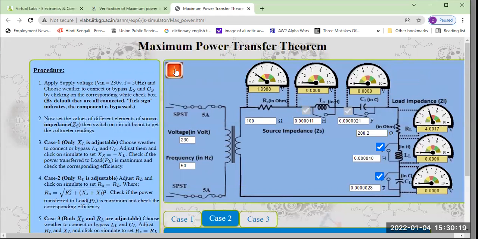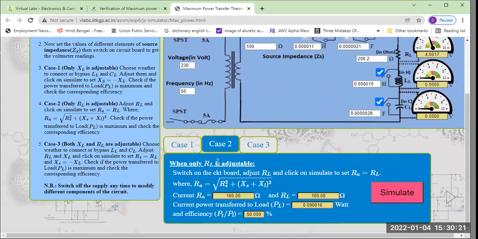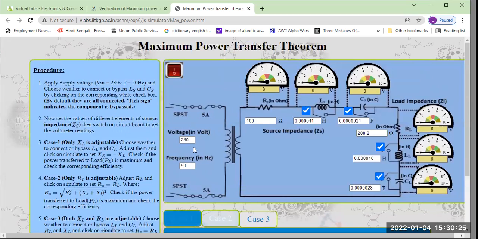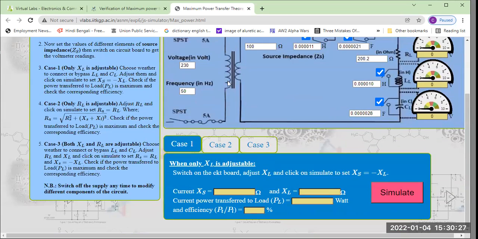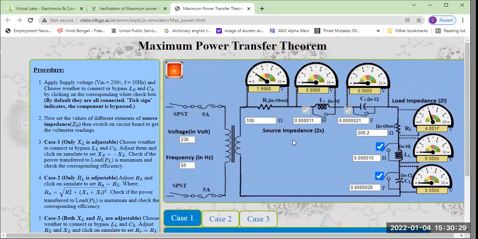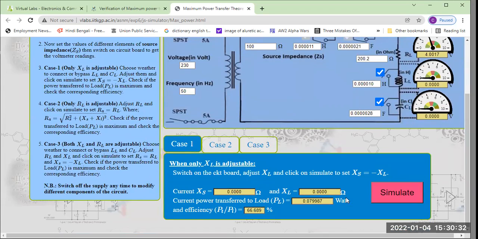But you can see, if I just change this and make the resistance 200, and now if you apply this, you have to go to case one. Now if you simulate, you can see the efficiency has increased. Now it is 66%. In previous cases it was 50%, but the wattage went downwards.